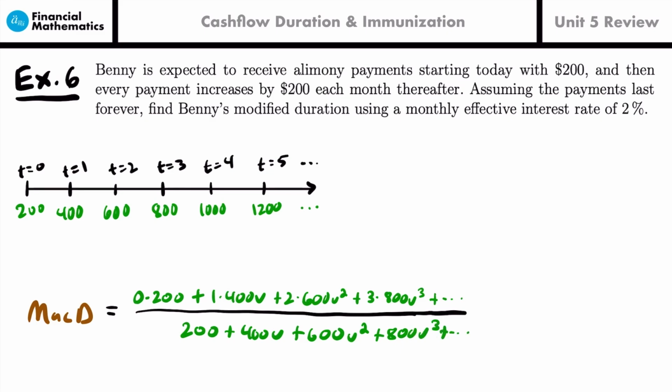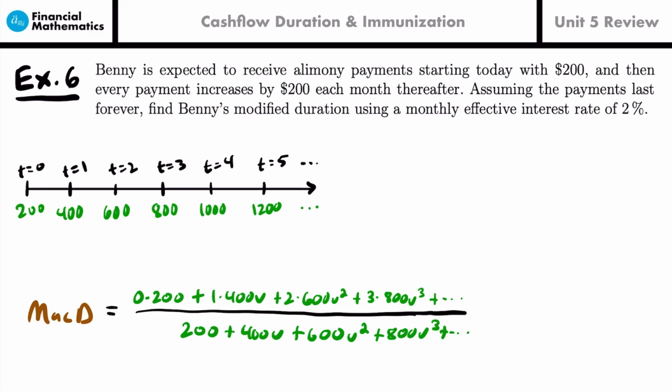And now this is where things get a little bit tricky. Because so far in this video, you might have noticed that when we are calculating Macaulay durations in this way, we were working with a finite number of payments. We were not working with an infinite number of payments like we are here. So this makes things a little bit tricky.